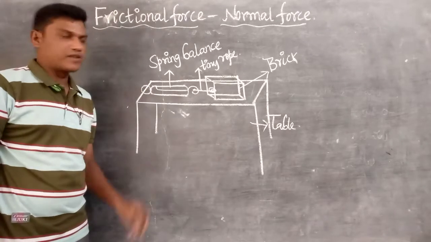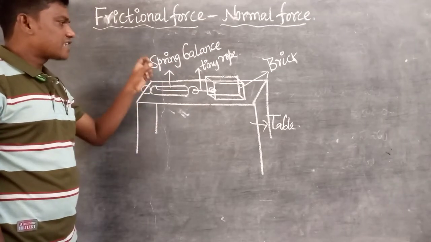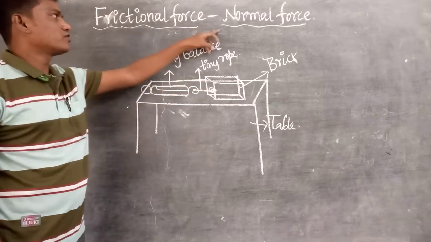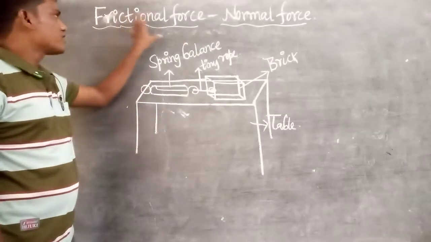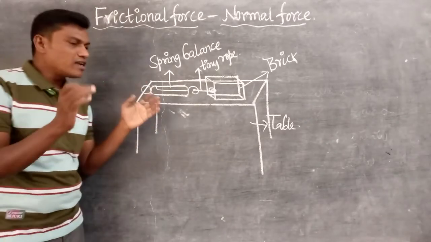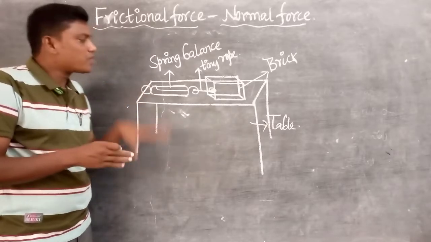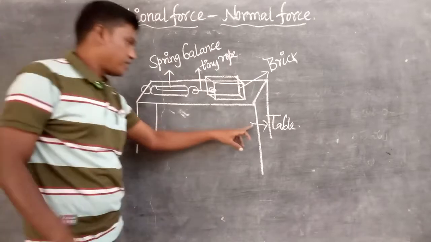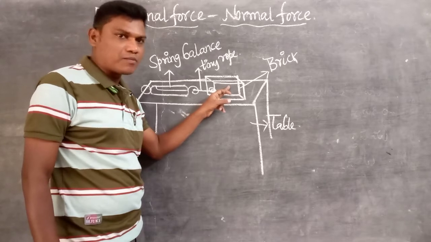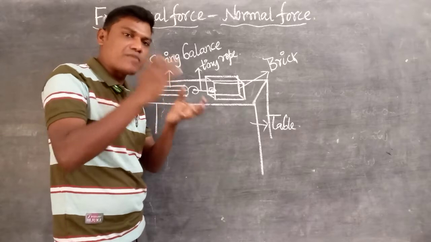All of you listen very carefully. If we want to perform or conduct the experiment, which experiment? The relation between frictional force and normal force, or how the frictional force depends upon the normal force. That is one. In this one, we want some materials. Which materials are required to conduct this experiment? A table, two identical bricks. Identical means the two bricks have the same size, mass and shape.